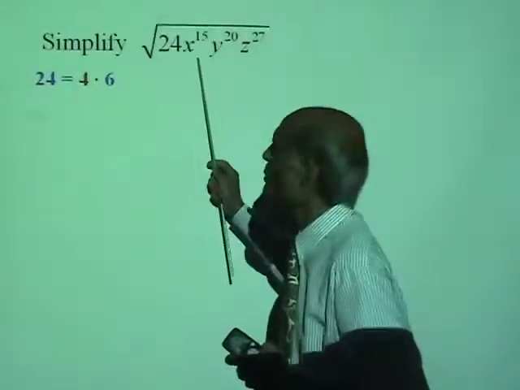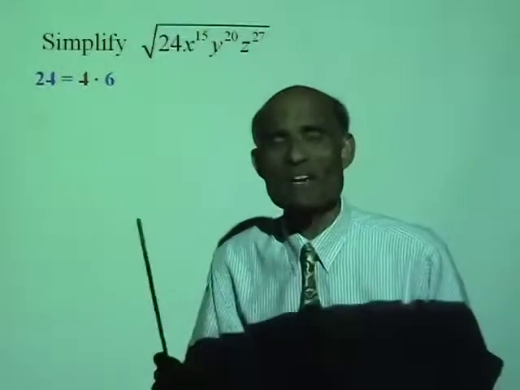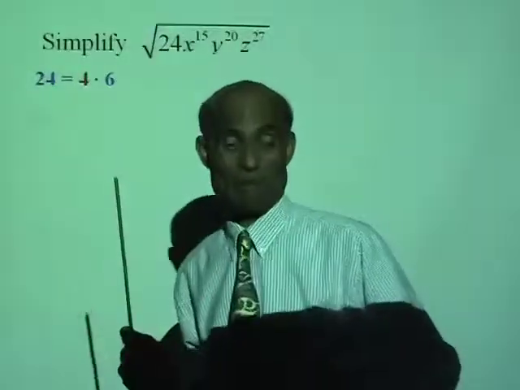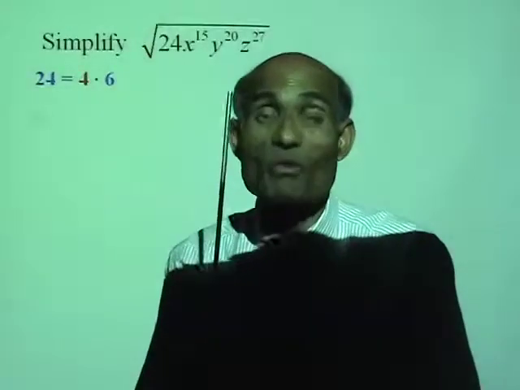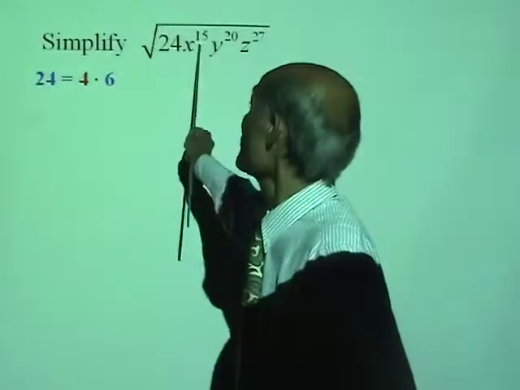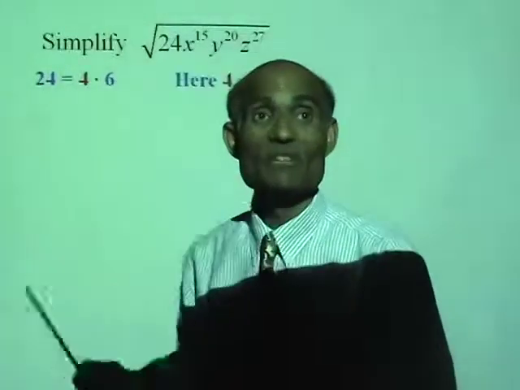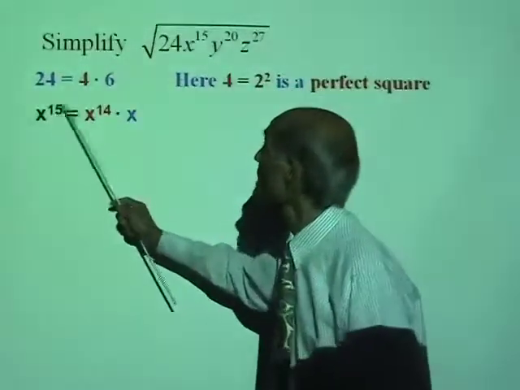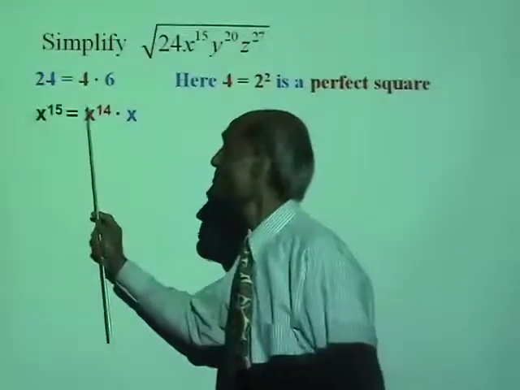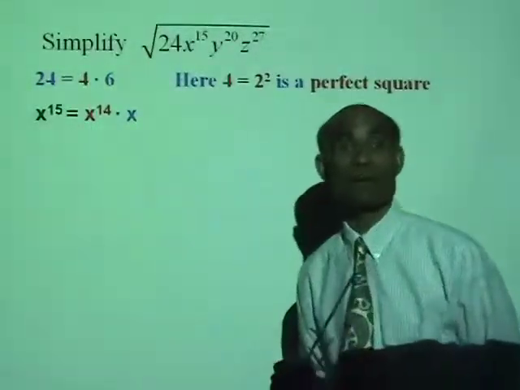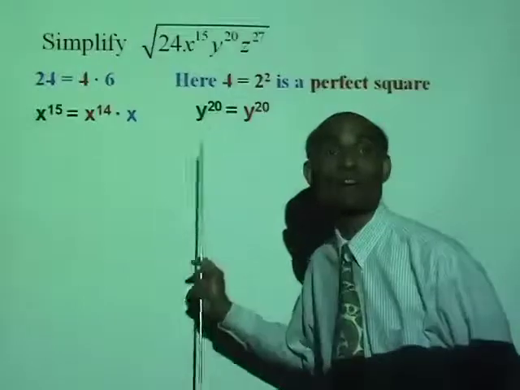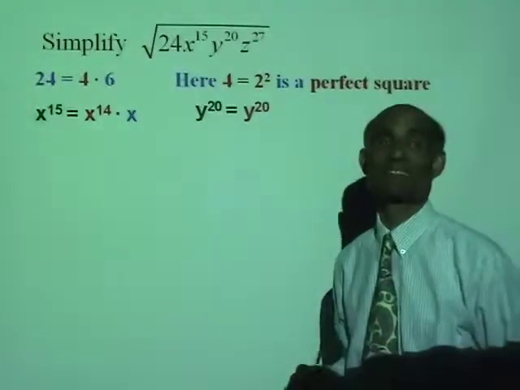How about x to the power of 15? What is the highest perfect square in x to the power of 15? It should be x to the power of 14. You see, even number. The next highest from 15 is 14. So x to the power of 15 is x to the power of 14 times x. X to the power of 14 is a perfect square. And y to the power of 20 is a perfect square. We don't need to do anything to that.